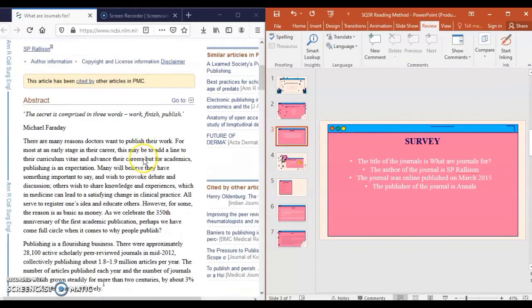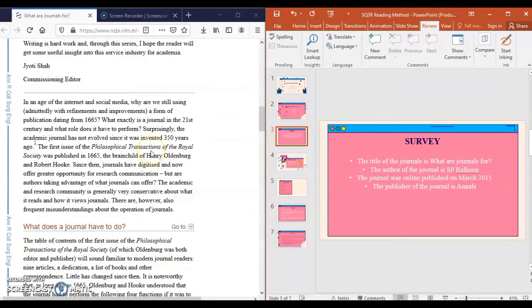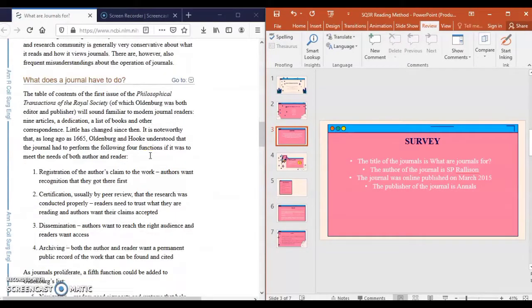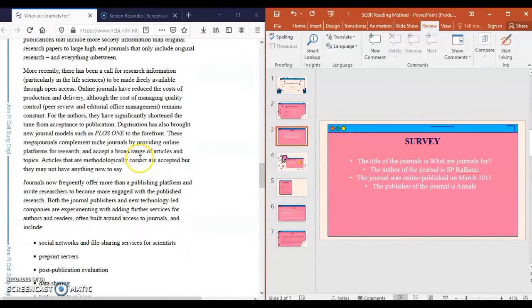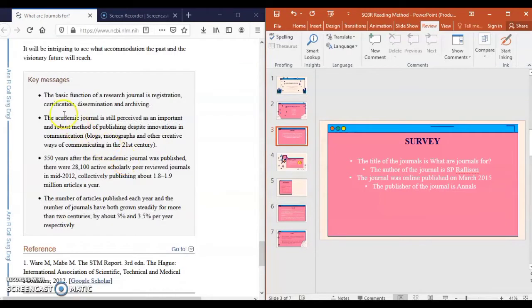After that, I scroll down the journal to find other important information, on the key messages right here. The basic function of a research journal is registration, certification, dissemination, and archiving. The academic journal is still perceived as an important and robust method of publishing despite innovations in communications.